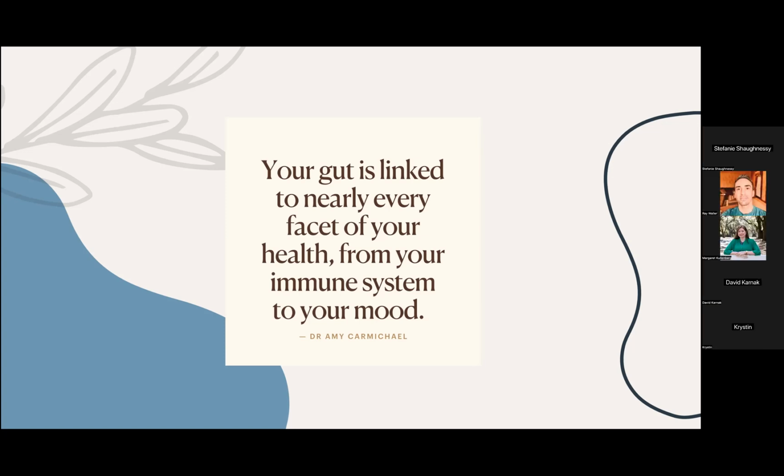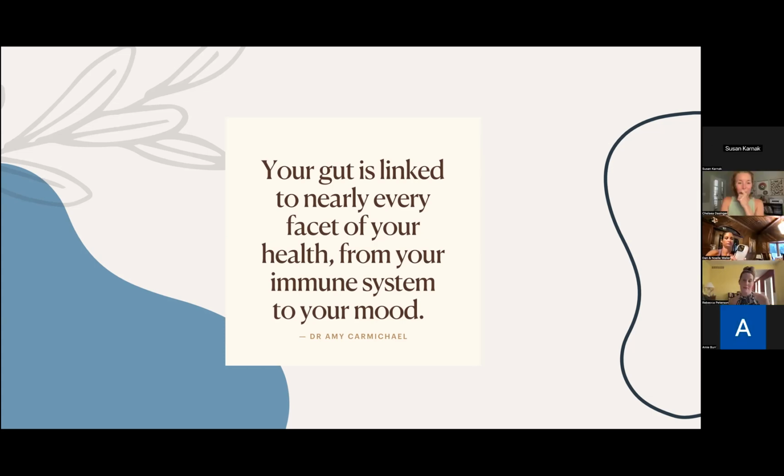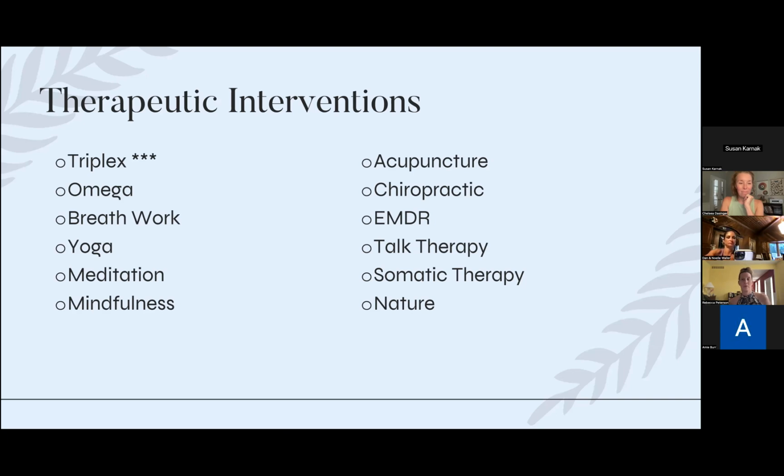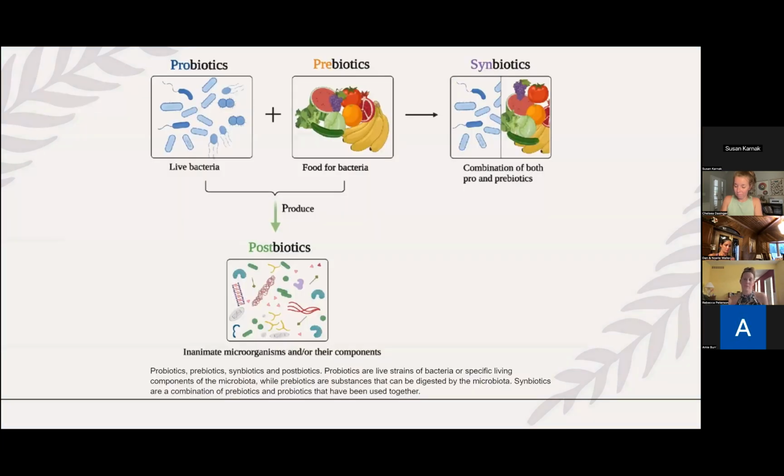And again, just a quote that I really liked: your gut is linked to nearly every facet of your health, from your immune system to your mood. I think I displayed that with a lot of the different visuals. But quickly, that was the background of why it can be so elaborate for all these different things. And obviously I have Triplex triple starred there, but also our omegas, breath work, yoga, meditation, mindfulness, somatic therapy, nature. These are all different interventions that can be helpful for anybody that has any type of gut problem. And why we think Triplex is the best is because it is a compilation of all these things.